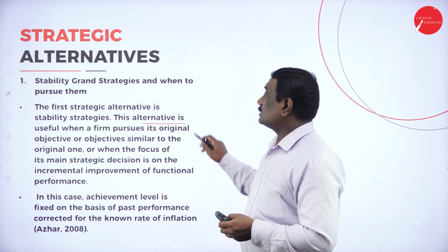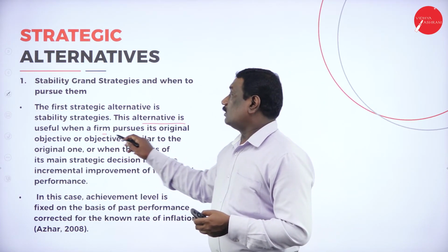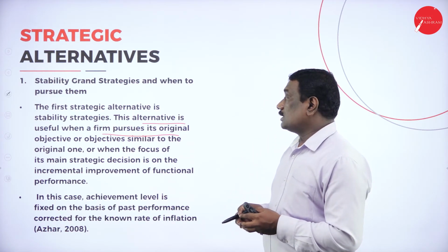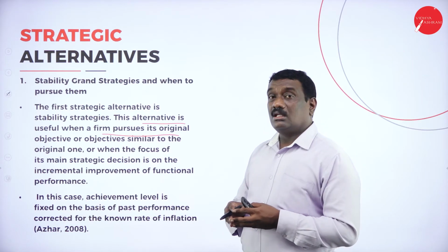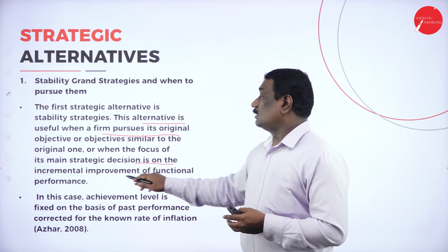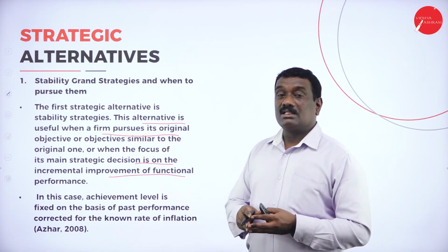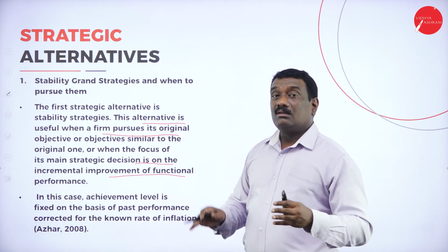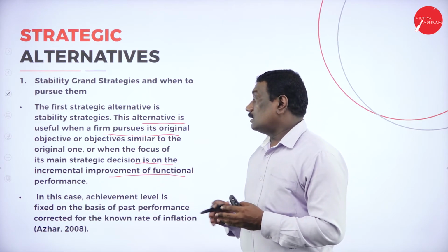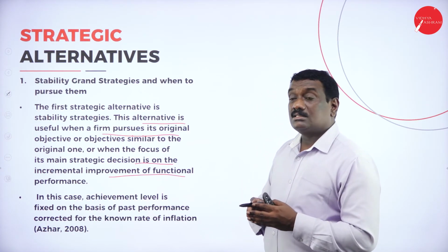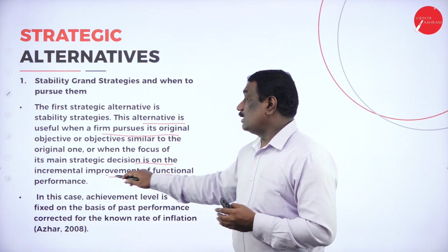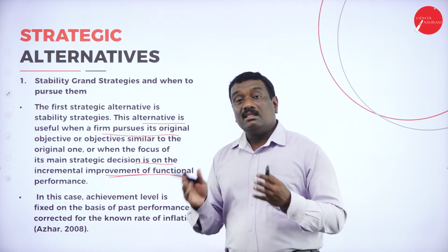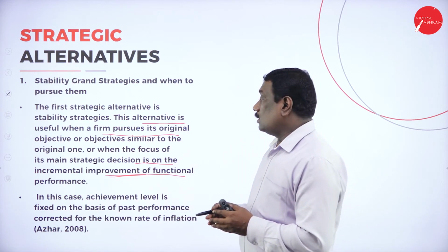So it is the strategy, it is alternatively useful for the firm in order to pursue the original objectives or goals, and the main focus here is the improvement of functional performance. Here they are not going to grow; the main objective of the strategy is to see, for the improvement in functional performance, what functions they are undertaking and how well they are going to improve in that particular function.